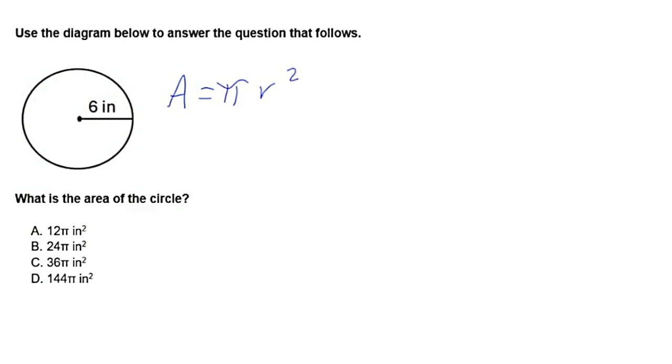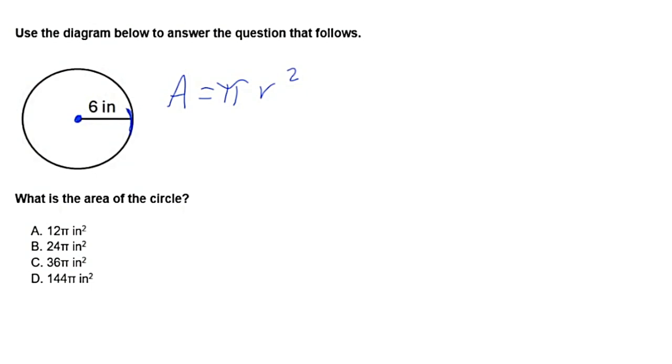All right, so let's just review what some of these terms mean. So the radius is the measurement or the distance from the center of a circle out to this bounding circumference. So any point on this circle from the center will be 6 inches.